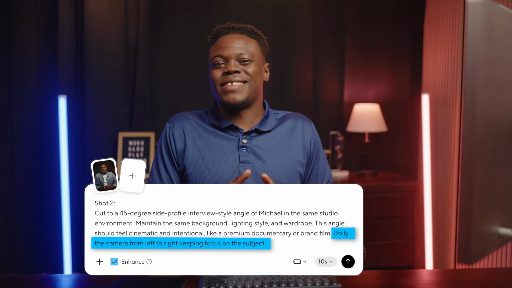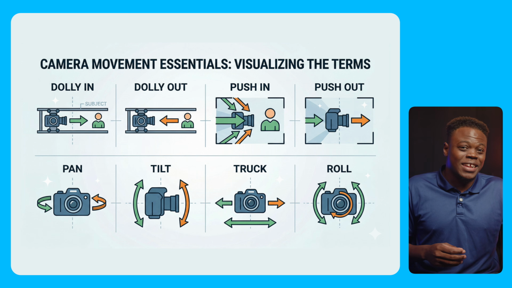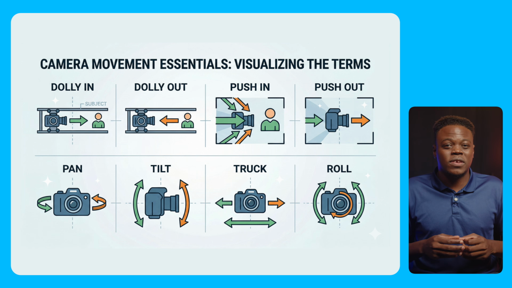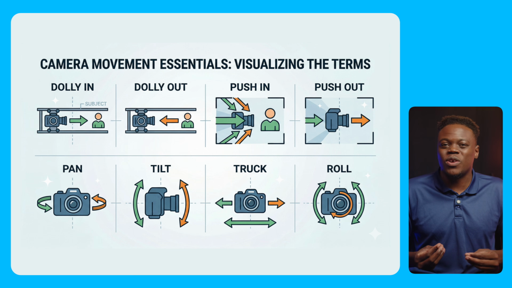And this is where understanding a few basic camera movements can actually go a long way. Things like dolly in, dolly out, push in, whip pan, or side profile give the model way more context on the kind of visual results you actually are going for. Now, if some of those terms feel a bit unfamiliar right now, that's okay. The better you get at describing the movements, the more cinematic control that you'll actually have.